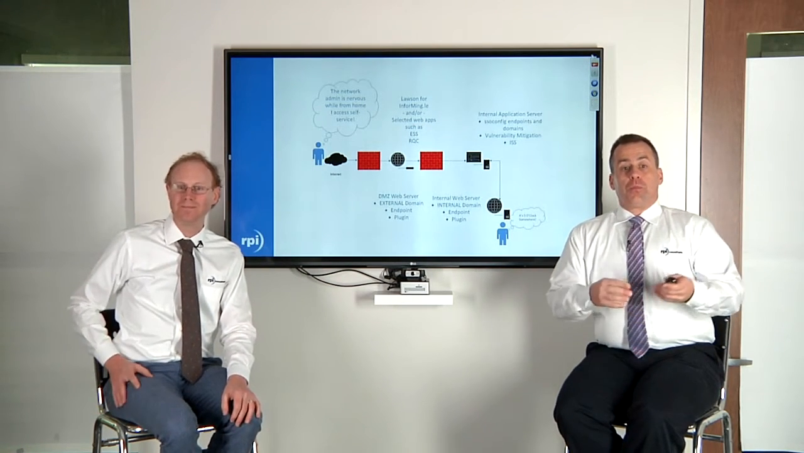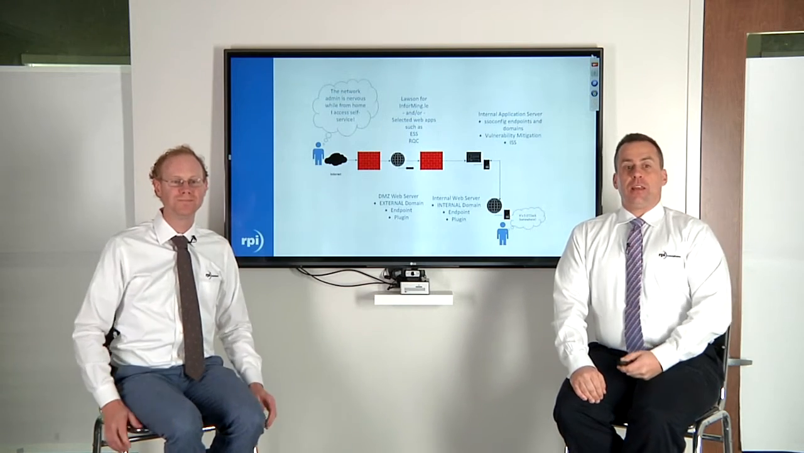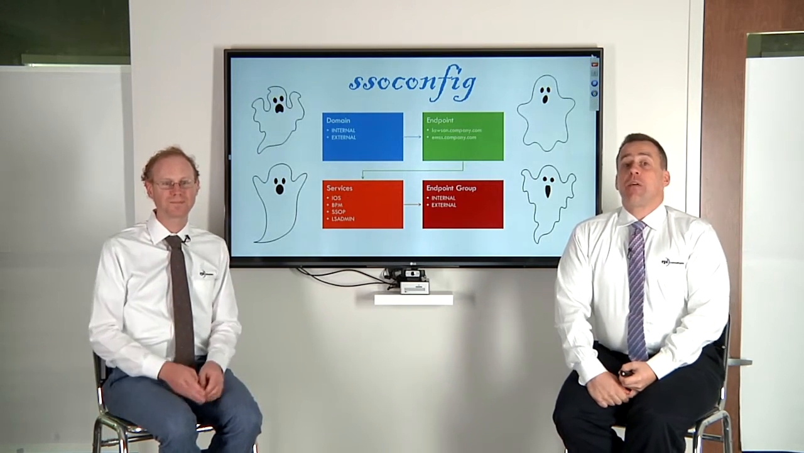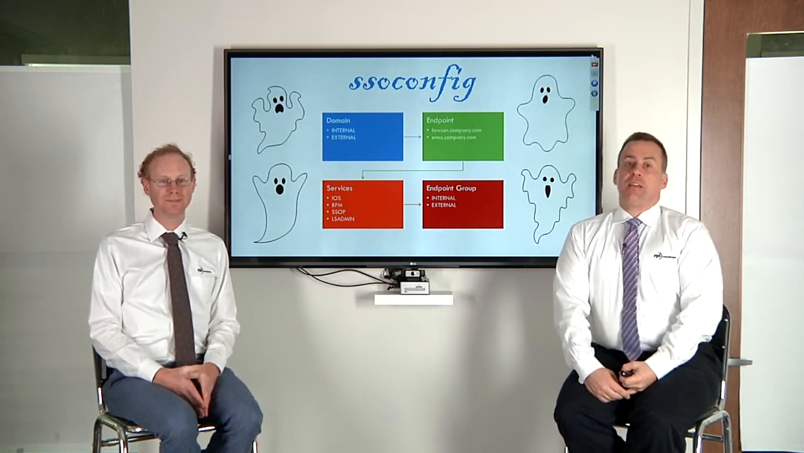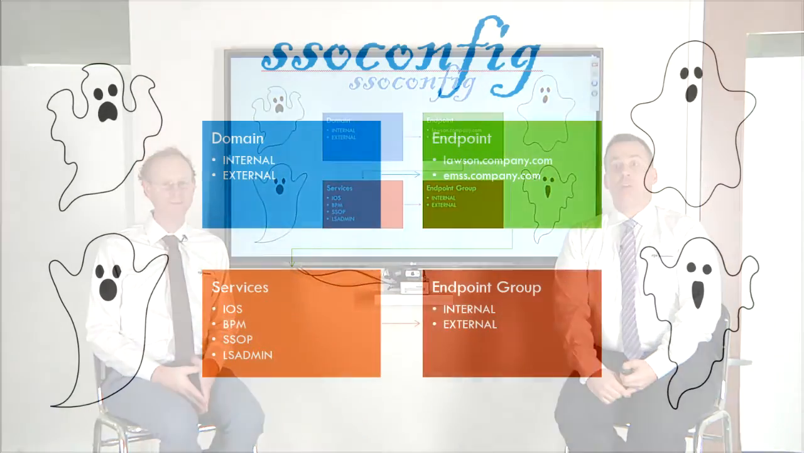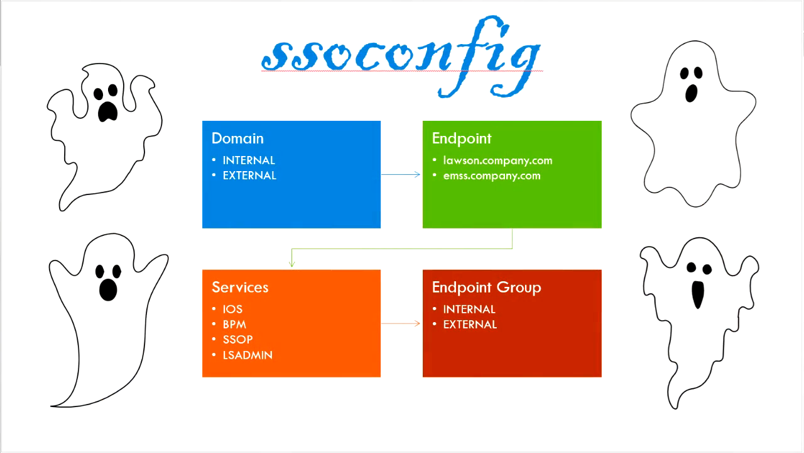So those are all the things that we need. All right, perfect. So now here's what you need to set up in SSO config in order to add your endpoints. First thing you have to do is set up a domain. Now you have multiple domains, and don't think of a domain as like a Windows domain or anything.